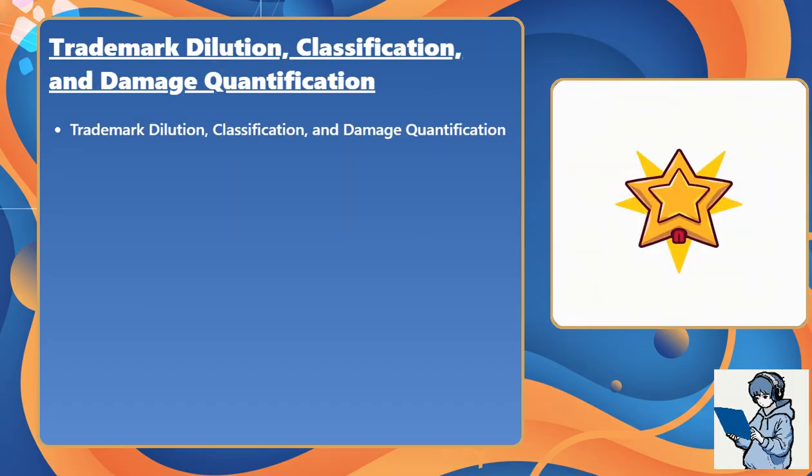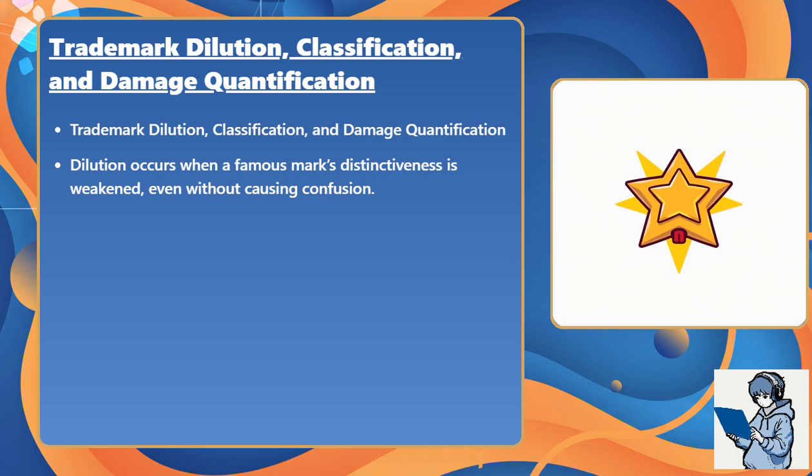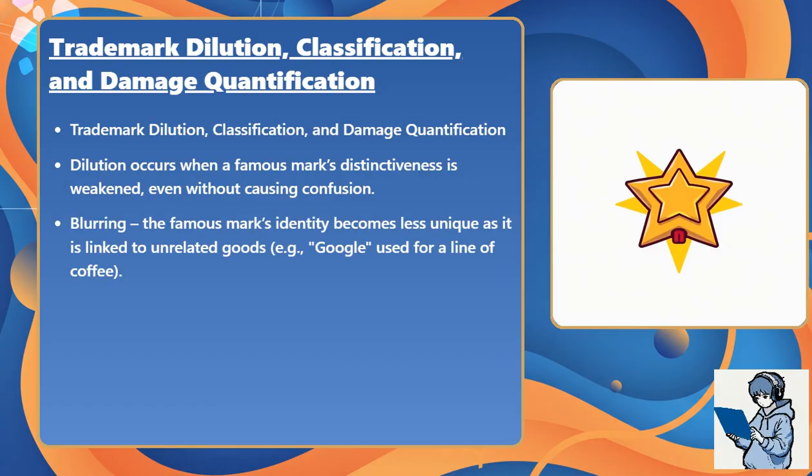Trademark dilution, classification, and damage quantification. Dilution occurs when a famous mark's distinctiveness is weakened, even without causing confusion. Blurring means the famous mark's identity becomes less unique, as it is linked to unrelated goods, for example, Google used for a line of coffee.